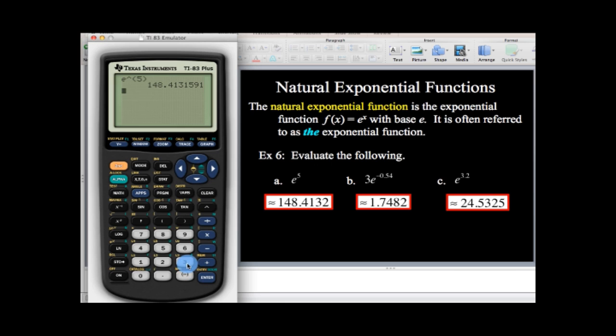Then for b, we've got 3, and then again second, ln, and then we're going to type in -0.54. Close your parentheses, and we get an answer of 1.7482 as you look at that and round it off. And the last one, C, again second, ln, 3.2, close your parentheses, and we get that answer there.